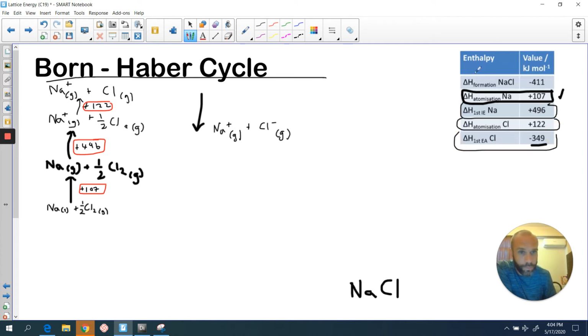So we've now used 4 of our 5 provided values. That is minus 349. Let's make sure that's circled in red. That's supposed to be a 9 there.